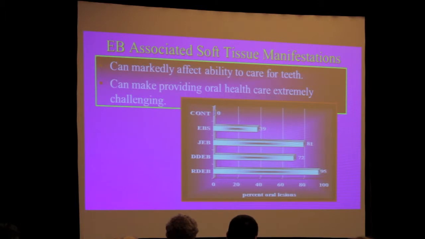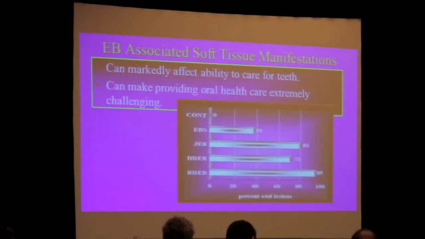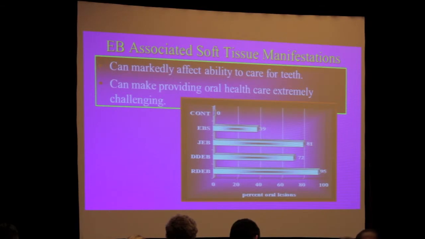So, if you have any EB type and you're going for oral health care, you need to let them know your history of oral involvement. Do you get lesions? Do you not? A high percentage of all of them will, but simplex is not typically involved. And junctional is typically not nearly as fragile as dystrophics. But there are some very fragile junctionals as well.